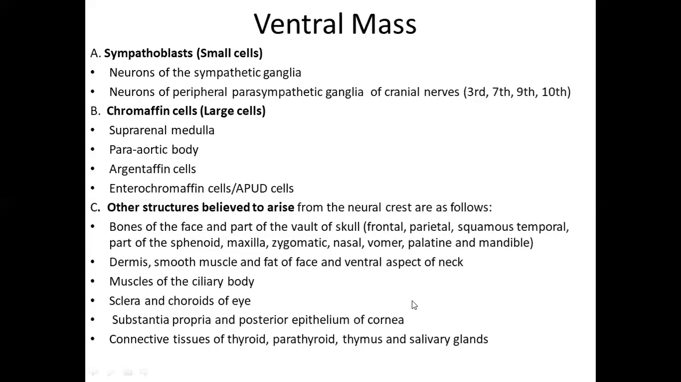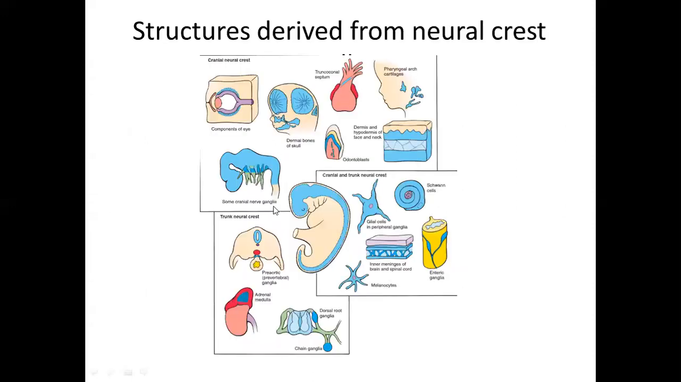So all these are the derivatives of the neural crest cells, that is the choroid and the sclera of the eye, except the lens, because that is developing from the lens placode, and the retina and the optic nerve developing from the optic vesicle. Then the dermal bones of the head and the neck, the conotruncal septum, then the nerves, the bones derived from the first and the second pharyngeal arches and the third pharyngeal arches, then the odontoblasts.